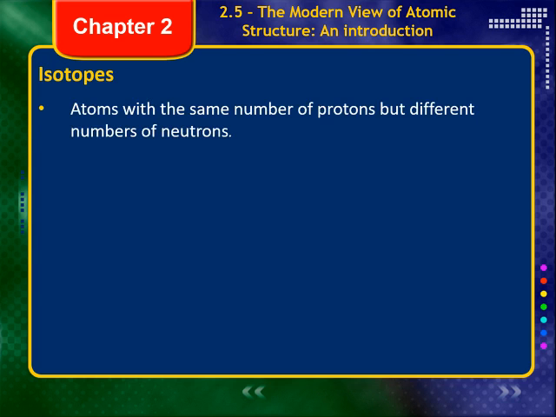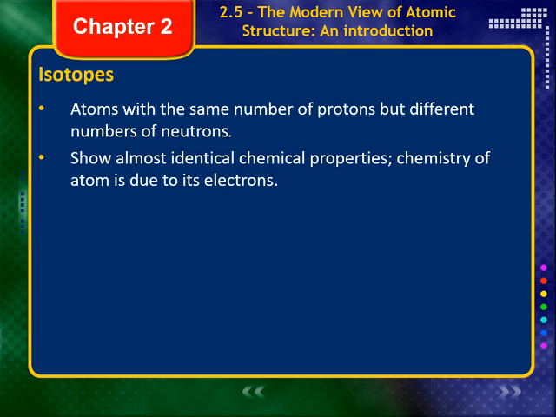Moving on to isotopes. Atoms that have the same number of protons but a different number of neutrons are called isotopes. They show almost identical chemical properties. The chemistry of the atom is due to electrons, after all. So yes, it is true. This is going to change the mass of an atom versus another isotope of that same element. But the chemical property is going to be essentially the same, because remember, most of an atom's chemistry is due to its electrons.